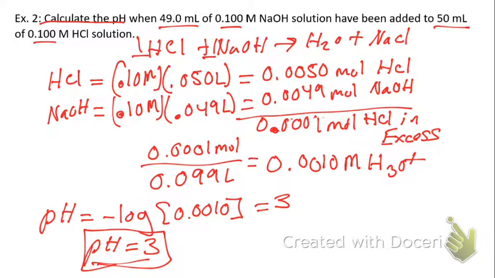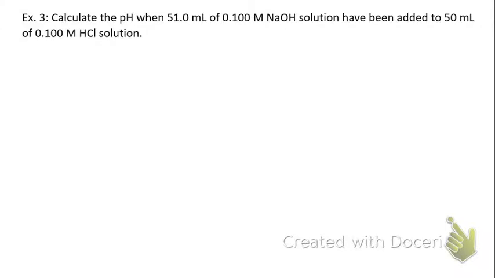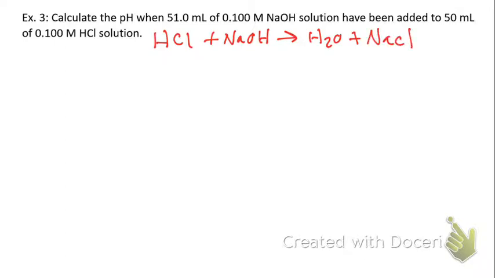All right, so that is example problem 2. The last example problem that we have is kind of the other way of thinking here, where we're going to have an excess now of base, and we've used up all of the hydrochloric acid. So HCl plus sodium hydroxide produces water plus the salt, sodium chloride.